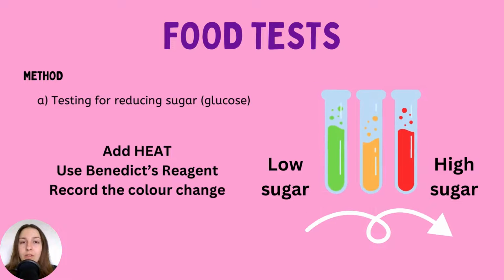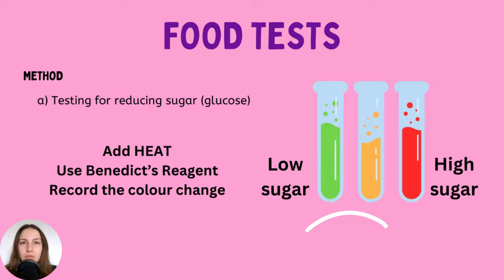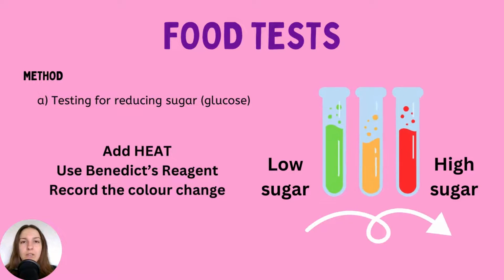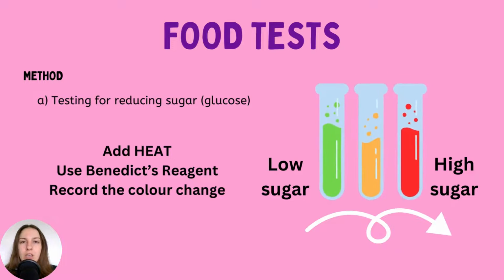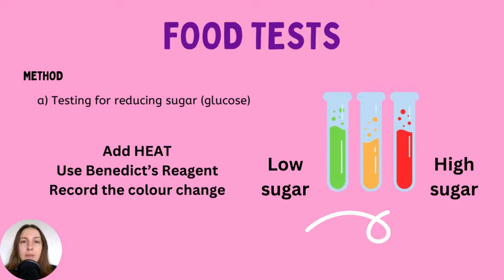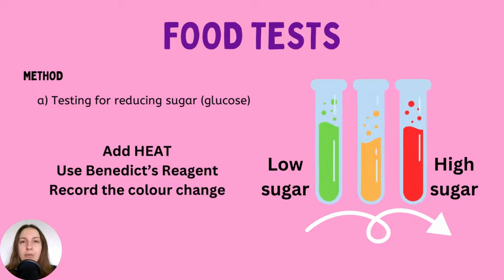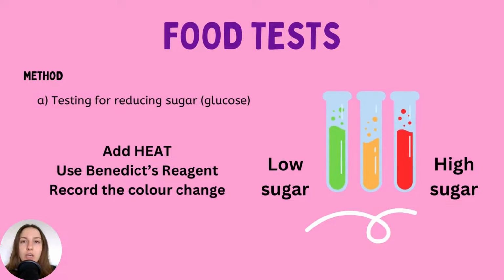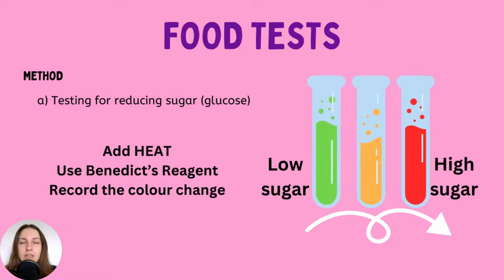But the results are pretty straightforward. You have three results that you're looking for. So if the food sample has very low amounts of sugar or very low amounts of glucose, it's going to go a green color. Okay. If there's slightly more, there's going to be more of an amber yellow color. And if there's a lot of sugar, say you're testing biscuits or something like this, you're going to have a very brick red color.